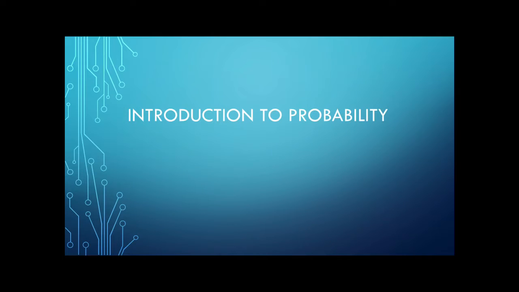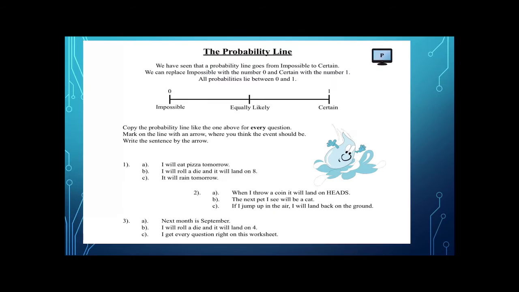Today we're going to look at a simple introduction to probability. One really good way of looking at probability is to place the chance of something happening on a number line. And we basically go from impossible to certain. The number associated with impossible is 0, and the number associated with certain is 1.